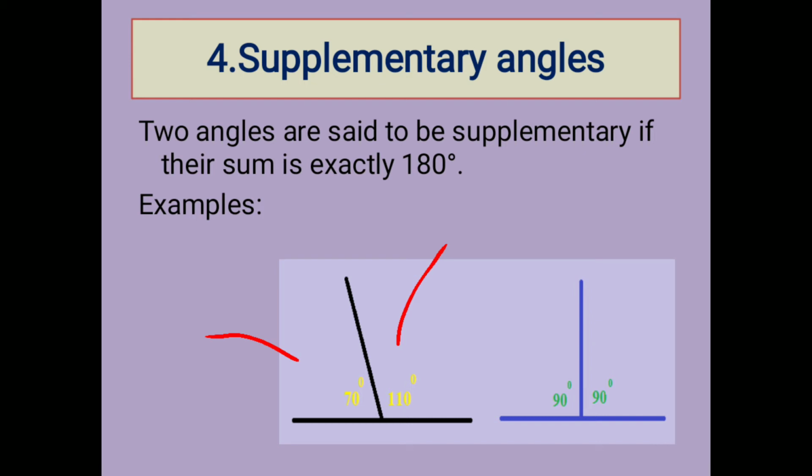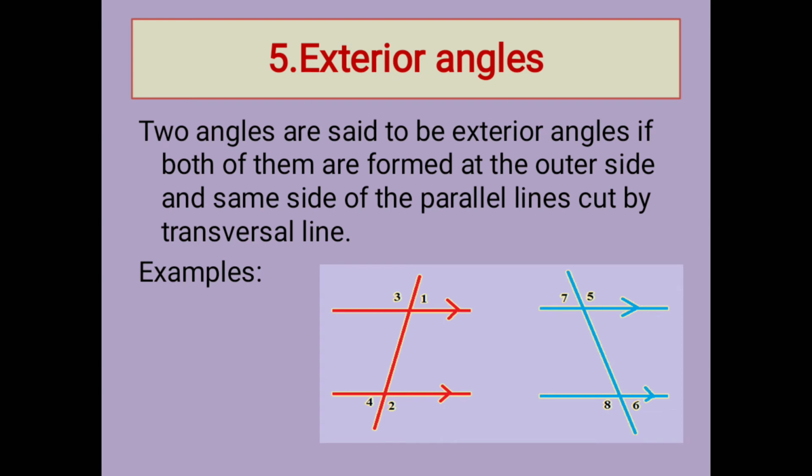So let's move to the fifth one, exterior angles. Before knowing exterior angles, let's know about the lines drawn here. This line is called the transversal line. You can see the spelling here, and these two lines are parallel to each other. It is similar in the next figure. This one is the transversal line and these two are parallel lines.